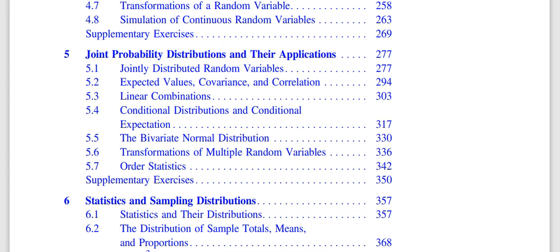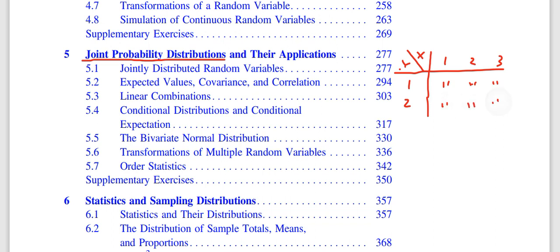Okay, so for two variables, we call those joint distributions. For joint distributions, we also have a discrete situation, a discrete distribution, and a continuous distribution. For a discrete distribution, we can use this really easy example. X can be 1, 2, 3. Y can be 1, 2. Okay. Then we have those probabilities. So this is a joint distribution.